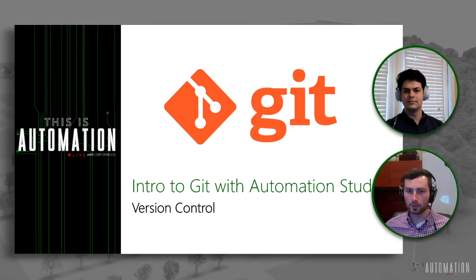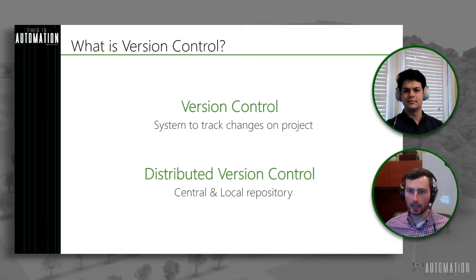So before we get too deep into all of that, let's answer the overarching question of what is version control. Version control, pretty simply put, is just a system to track changes in your project. So again, we'll be talking in the context of Automation Studio, but use this on any software project, really. It's a way to track all of your changes and revisions for the different software modules within that project.